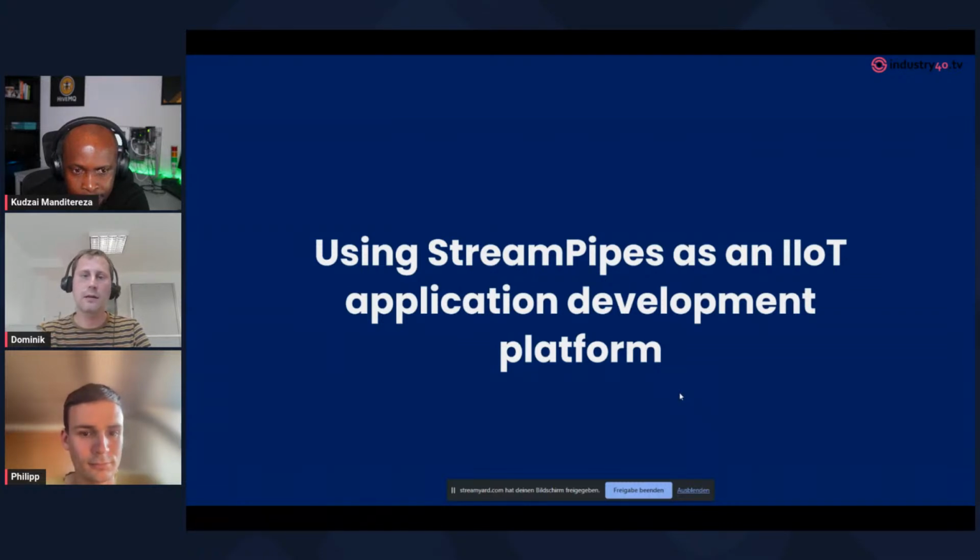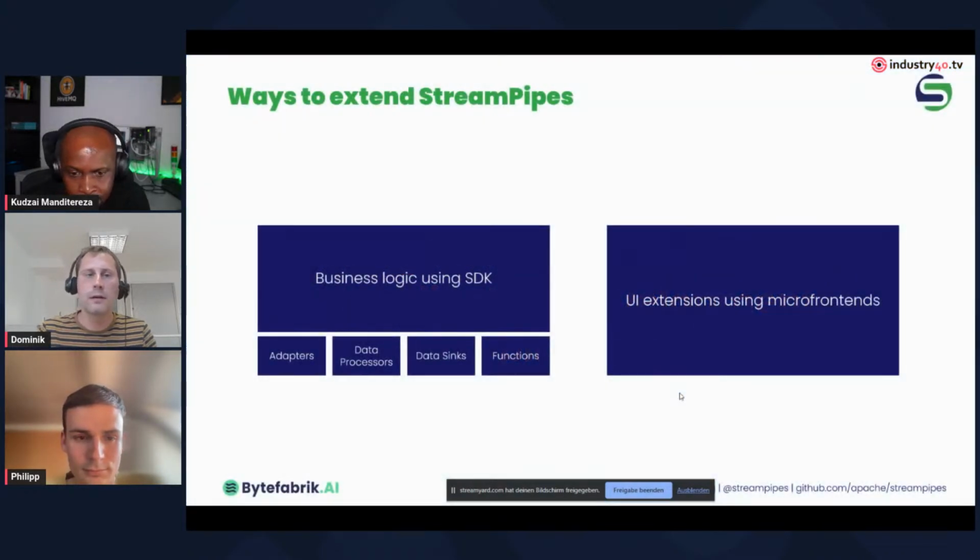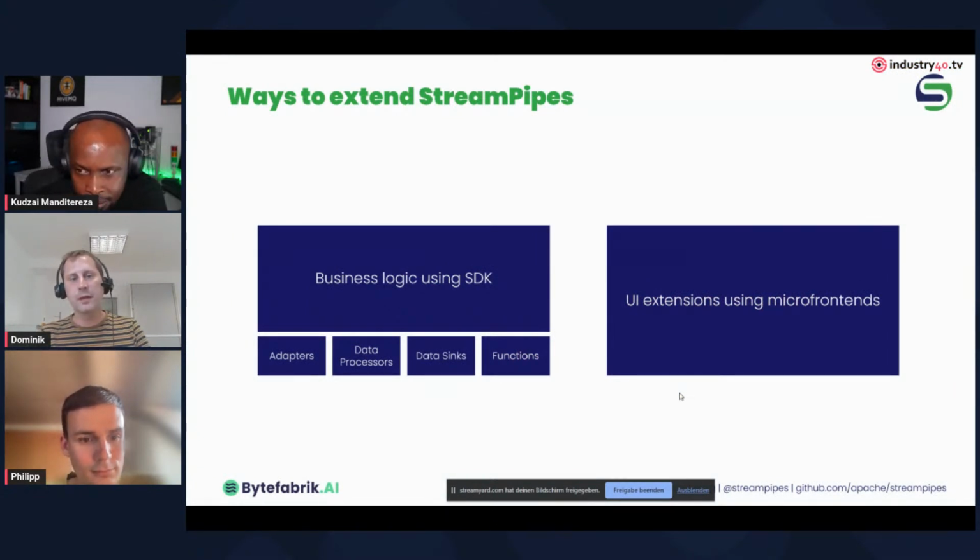And in the next part of our talk, I would like to talk about how we use Streampipes as, let's say, an application development platform for IoT applications. And I will show that based on an example. So in general, there are several ways to extend Streampipes. The first one is extending Streampipes with business logic.